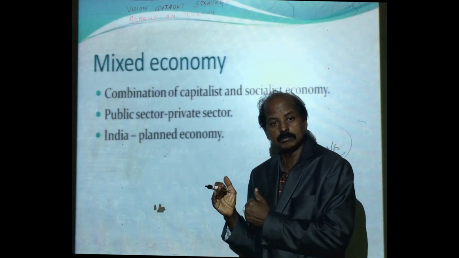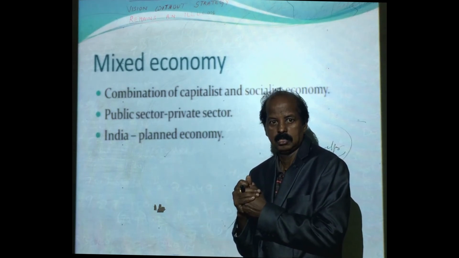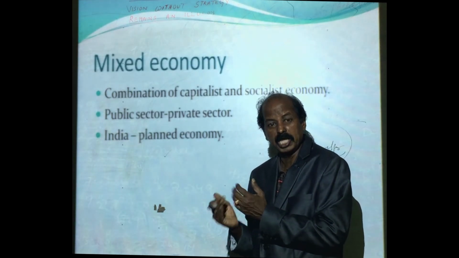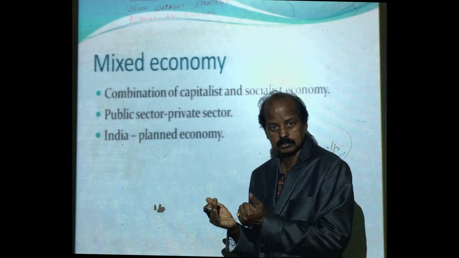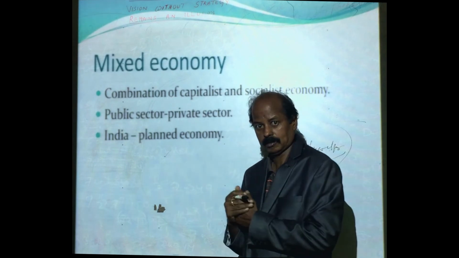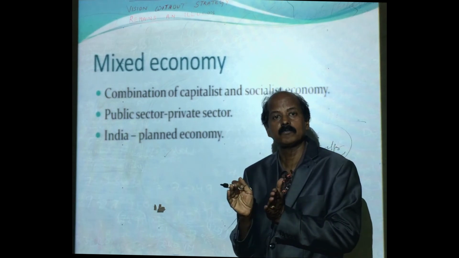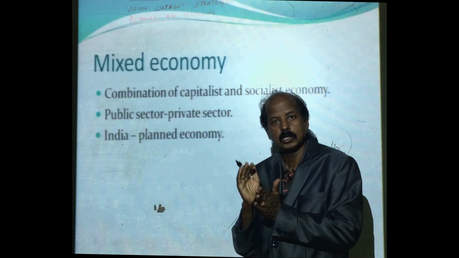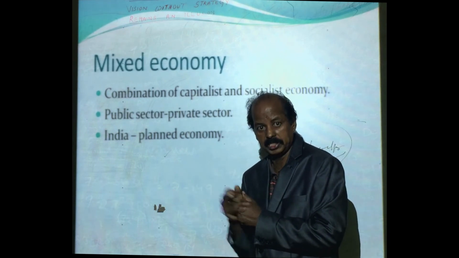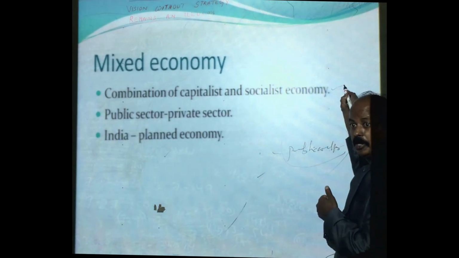Whatever it is, some countries, mainly India, decided to introduce a new economic system, which is mixed economy. In mixed economy, we find important features of both capitalist economy and socialist economy. It is the combination of capitalist economy and socialist economy.